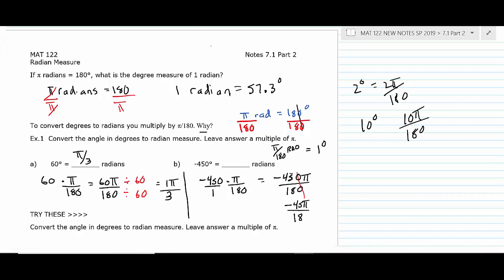And actually on this one, what will happen is they both divide by 18. So if you divide by 18, then you end up just getting negative 3 pi, okay? So that would be the solution of the problem. So that's how you do conversions. It's real simple. You just multiply by pi over 180 and reduce, okay?